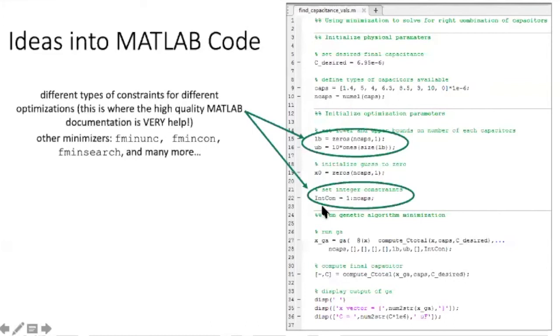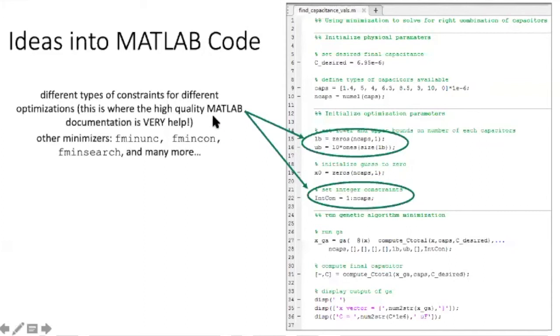You're going to have different constraints for different optimizations. Here, LB is for lower bounds. We can have 0 capacitors with 5, but we can't have -2 capacitors with 5. And then also upper bounds, which basically says that we can't have more than 10 of any of these. You can also set integer constraints, which says that every single one of these values needs to be an integer.